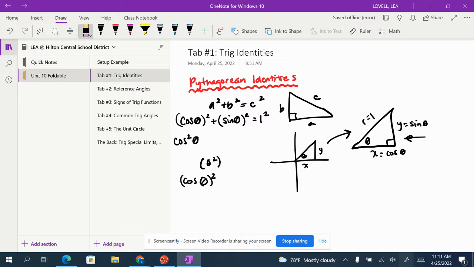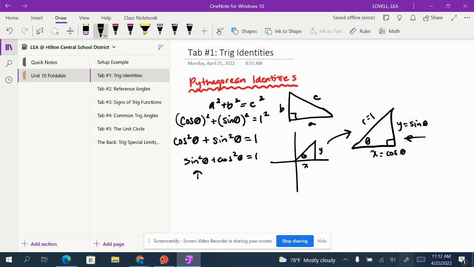So we just rewrite cosine squared theta or cosine of theta squared as cosine squared theta. So I'm going to do the same thing with sine squared theta, and that all equals 1. So that is our first Pythagorean identity for trig. They usually just put sine squared theta plus cosine squared theta equals 1 first.